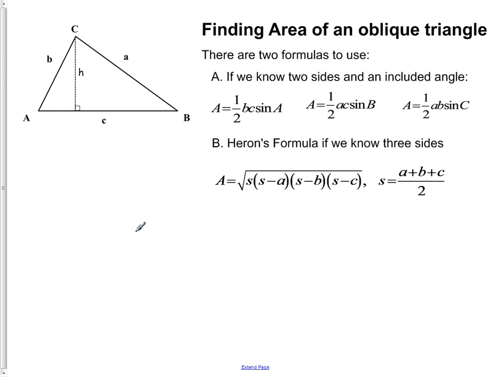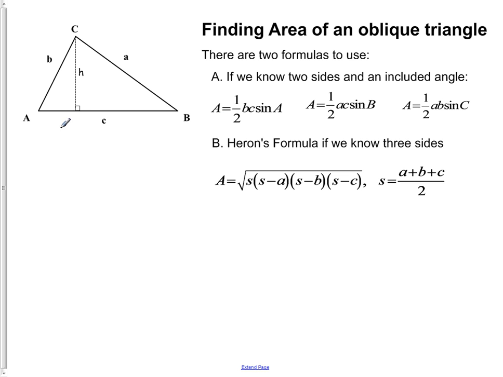We have one other concept that we want to talk about here in this section, and that is the concept of finding area, because there are some related area formulas when it comes to dealing with areas of oblique triangles. So we're going to deal with two of them. One, if we know two sides and an included angle, then we can use this formula. Now, I'm going to explain this first formula right here. It says area is equal to 1/2 bc sine of A.